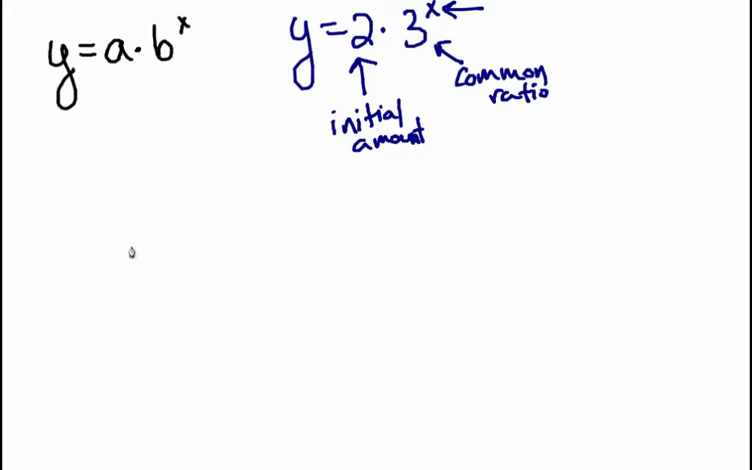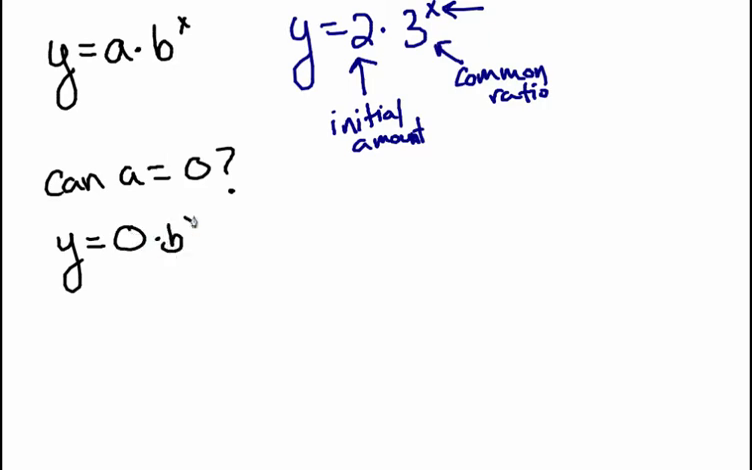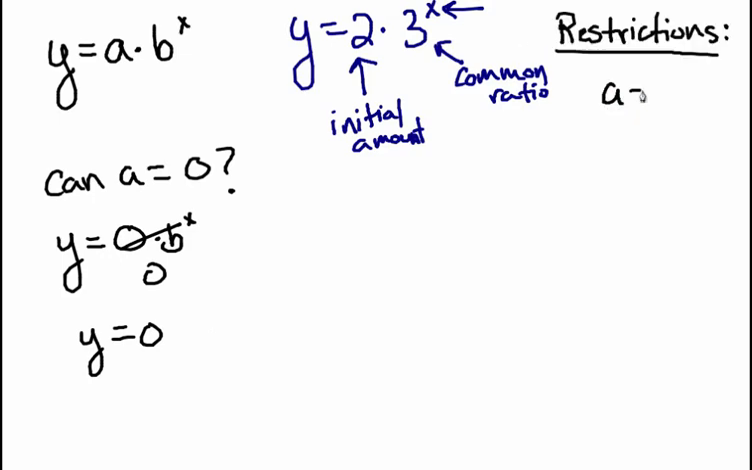Consider, for example, can a equal 0? If a equals 0, we have y equals 0 times b to the x. 0 times anything is 0. So y equals 0 is the equation we get. Well, y equals 0 is a horizontal line, and it's in fact the x-axis. It's not an exponential function. Therefore, we have a restriction that a cannot equal 0.